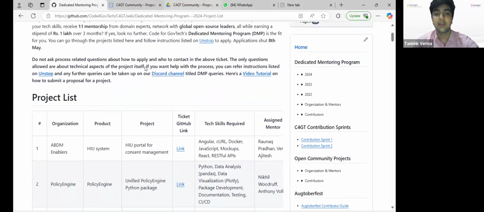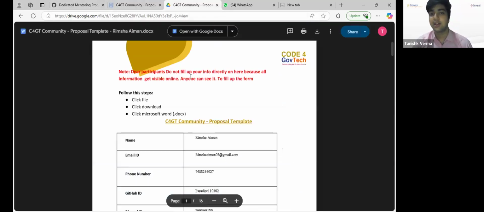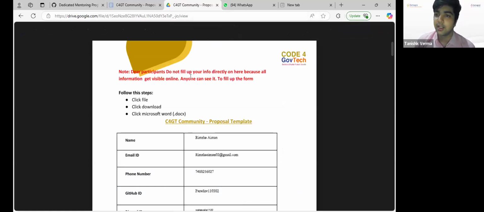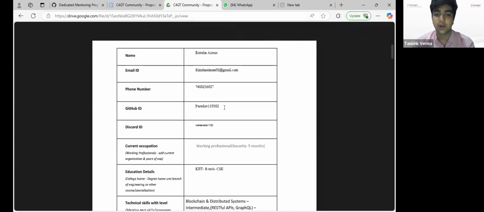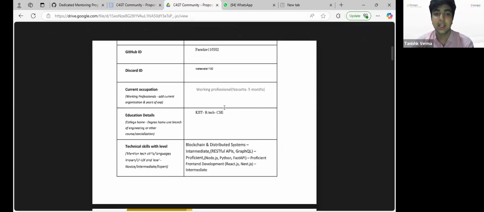And what we have is basically a simple Google form or a SurveyMonkey form that will be released. Last year we had partnered up with Unstop, but this year we'll be either moving to another platform or just sharing a Google form for all of you to submit your proposals. And we have defined a template for all the proposals that come in for any project for DMP, where you fill in your basic details and your technical skills.